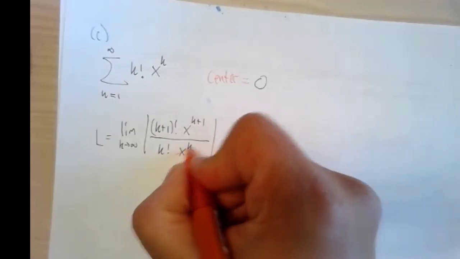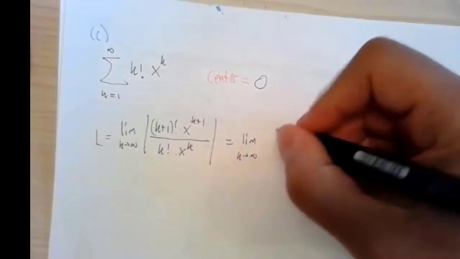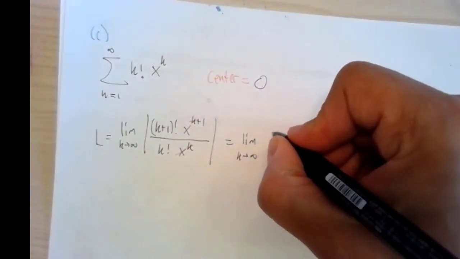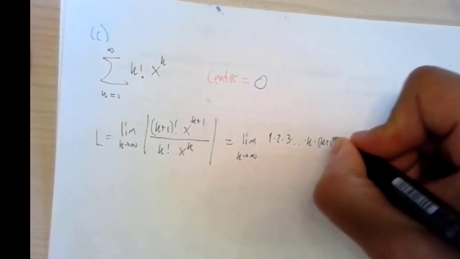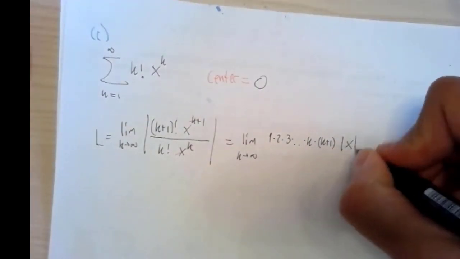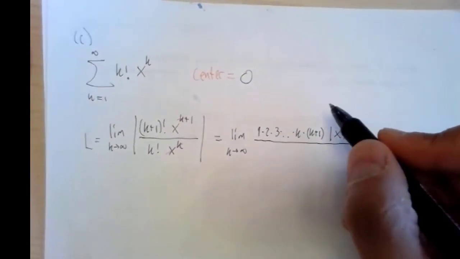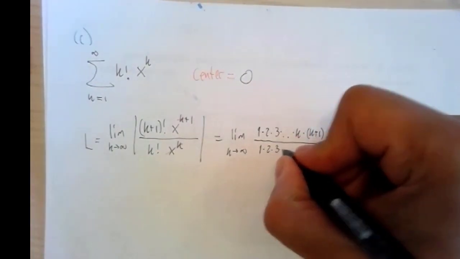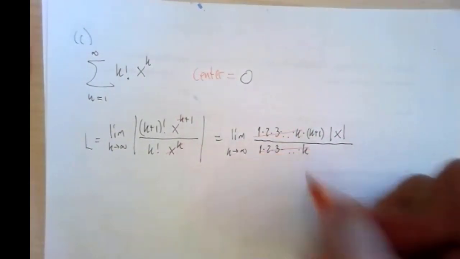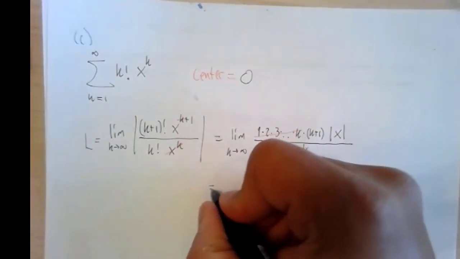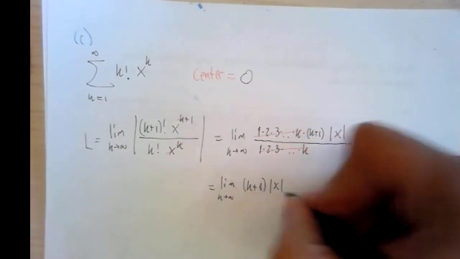So right here the x to the k goes away, and this becomes the limit when k goes to infinity of, let's expand the factorial. We have this (k plus 1) factorial, which is 1 times 2 times 3 times up to k plus 1. Then we have the x. Notice that I removed the absolute value bars outside of these numbers because they're all positive. There's no need. And then we have 1 times 2 times 3 times up to k on the bottom. These all go away except for the k plus 1, right? And now let's see what we have here. We have k plus 1 times the absolute value of x.